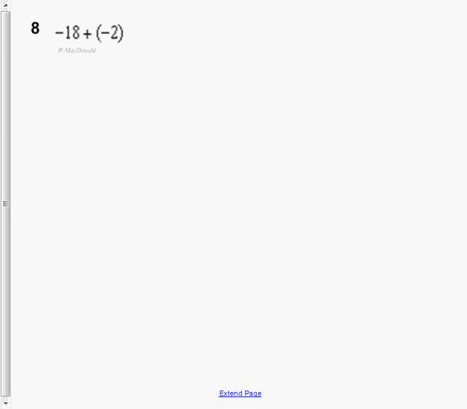Question 8, a negative 18 plus a negative 2. If I was to model this, I'd have 18 negatives, which I'm too lazy to do, plus 2 more negatives. Altogether, I would have 20 negatives. Or to contextualize it, if I owed $18 and I combined that with another debt of $2, I would owe $20 in total.